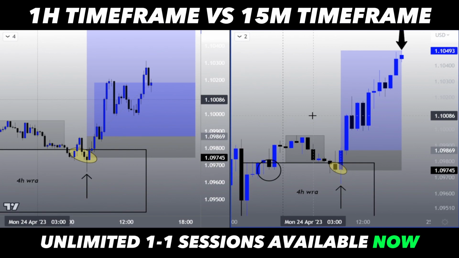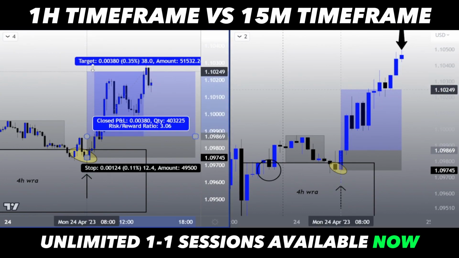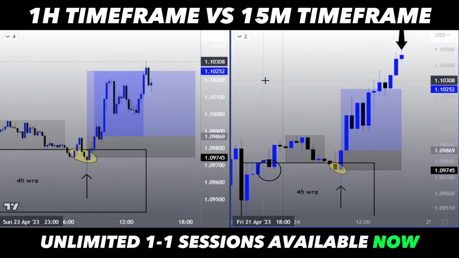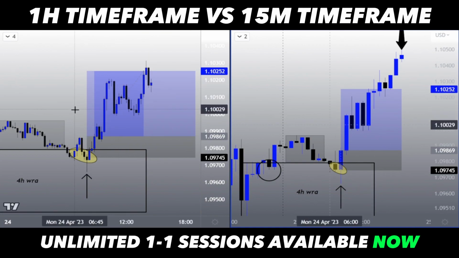I still like the 15-minute time frame. You can get bigger rewards because your stop loss is tighter. However, that being said, you do get stopped out more. You do get false signals more. So you have to exert much more mental energy and much more screen time in order to get 2, 3, 4% more on smaller time frames.